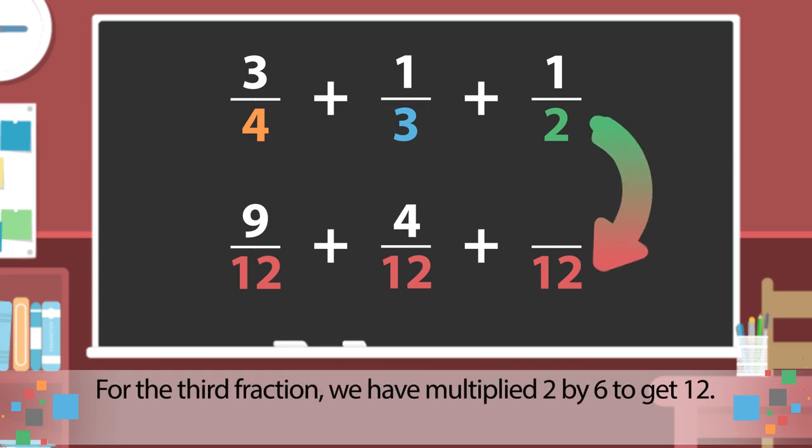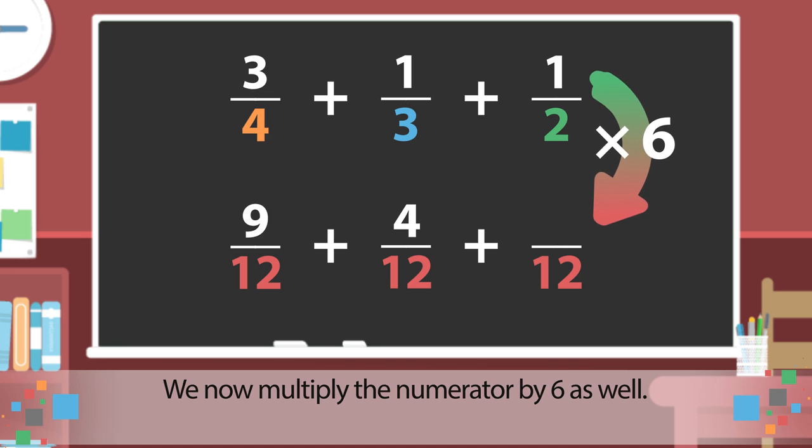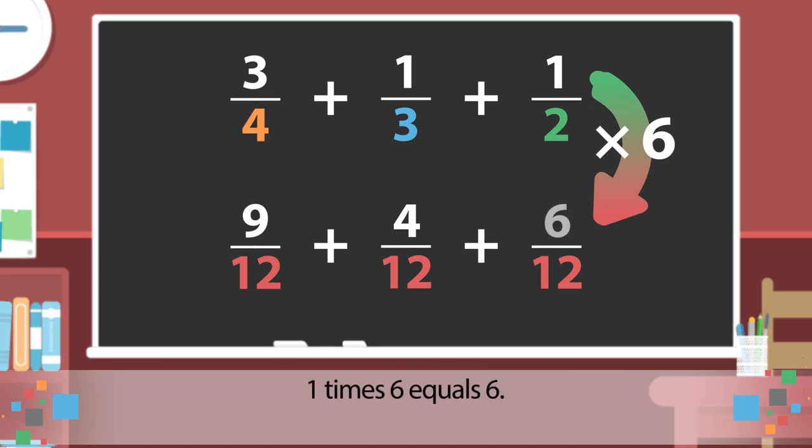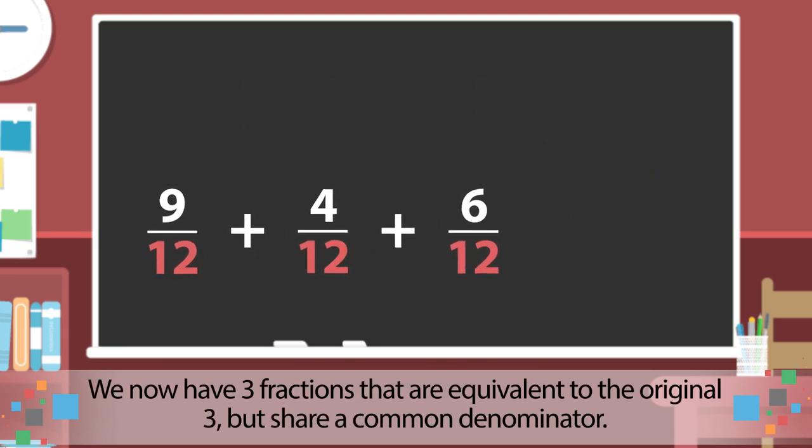For the third fraction, we have multiplied 2 by 6 to get 12. We now multiply the numerator by 6 as well. 1 times 6 equals 6. 1/2 is equivalent to 6/12. We now have 3 fractions that are equivalent to the original 3 but share a common denominator.